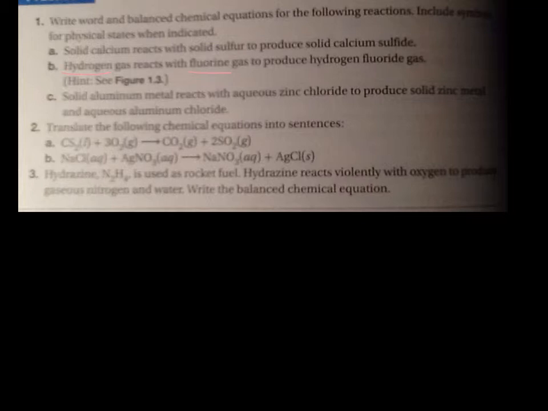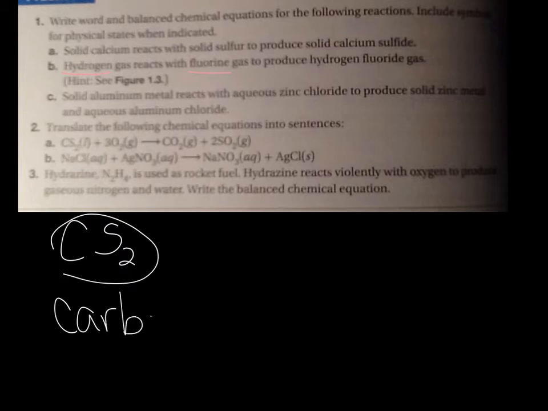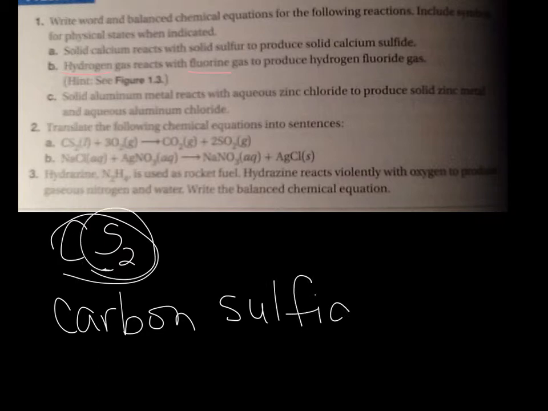What you need to do is find CS2, and you need to determine what this compound is. So we're going to name this formula. C is carbon, and S from the periodic table is sulfur. And when it's in the second position, it ends in "ide." So we have carbon sulfide, and we could have said carbon disulfide if we use prefixes, correct?